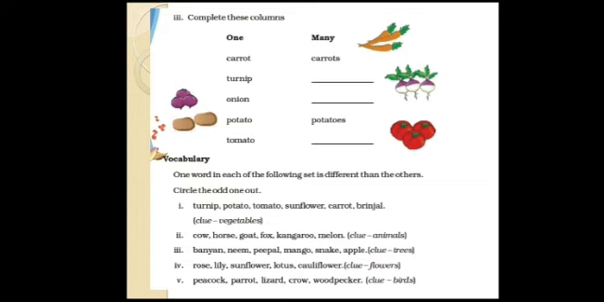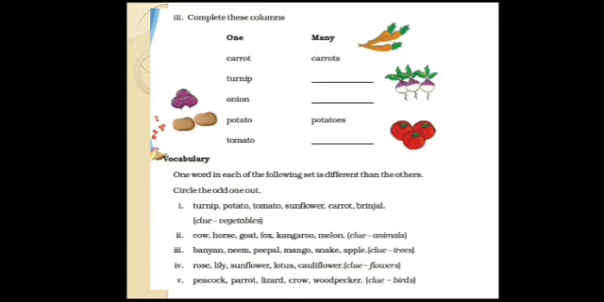Then one more activity, it is a part of grammar. So you have to write one or many. What we call one? Yes, we call it singular, and many plural. So one example is given: carrot, carrots. One carrot, many carrots. One turnip, many turnips. One onion, many onions. One potato, many potatoes. One tomato, many tomatoes. Yes, you have to complete this.